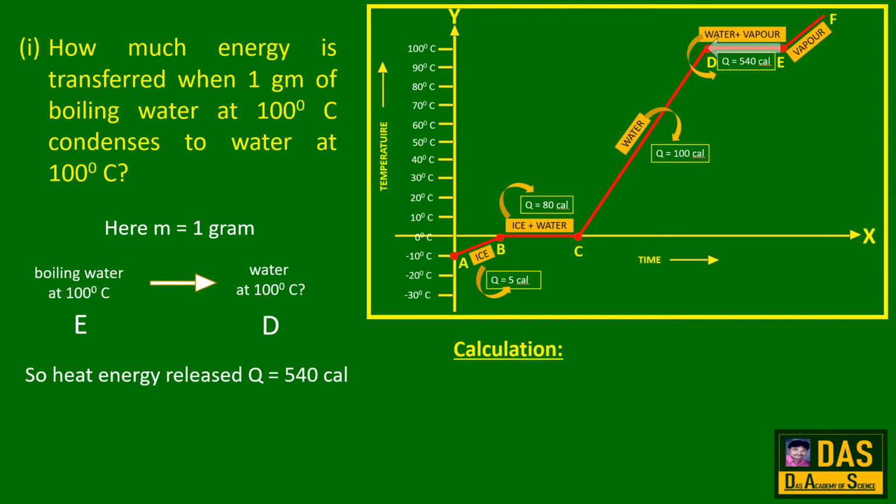We can do this by calculation also, using the formula Q equal to m Lv, where m is the mass of the substance and Lv is the latent heat of vaporization. Here m is 1 gram and the latent heat of vaporization of water is 540 calories per gram. So 1 into 540, that is 540 calories. This is the required heat to convert 1 gram of steam at 100 degrees Celsius to 1 gram of water at 100 degrees Celsius.